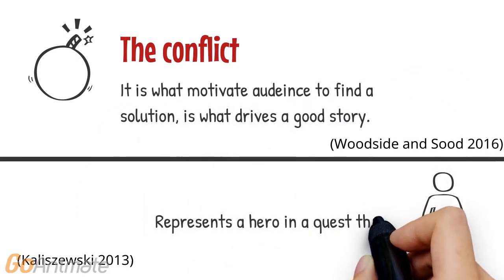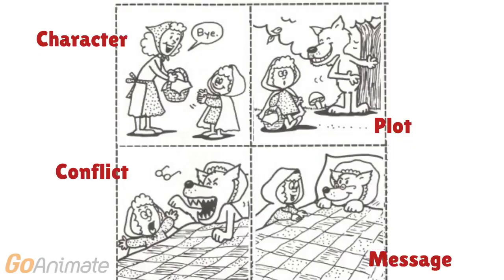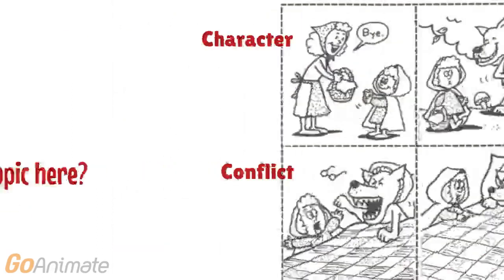The conflict is what motivates the audience to get involved in the story. The character represents a hero in a journey to find a solution to the conflict. And because the Little Red Riding Hood story has all these elements, it shaped a form of meaning for you, and this is why you remember it.